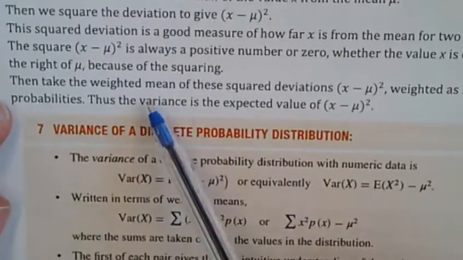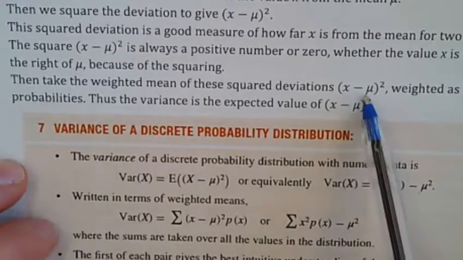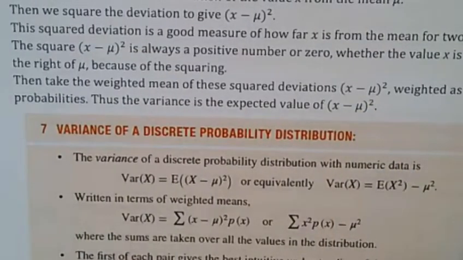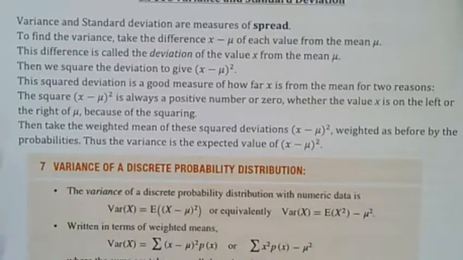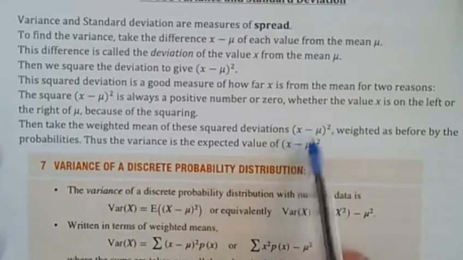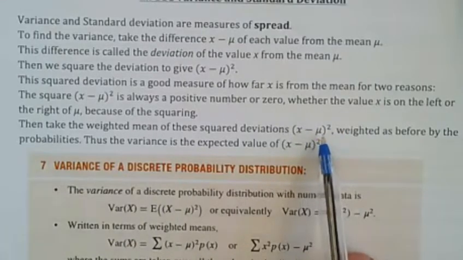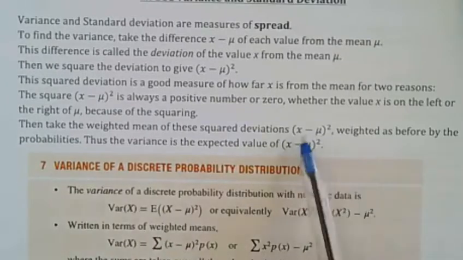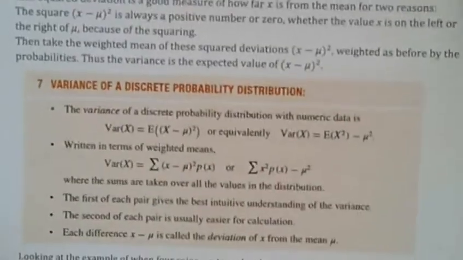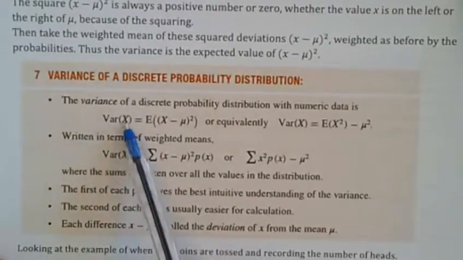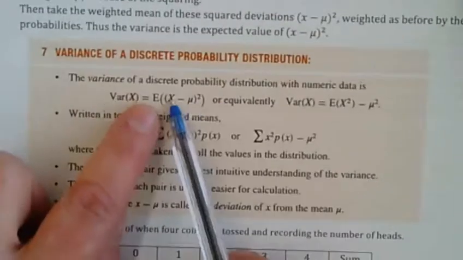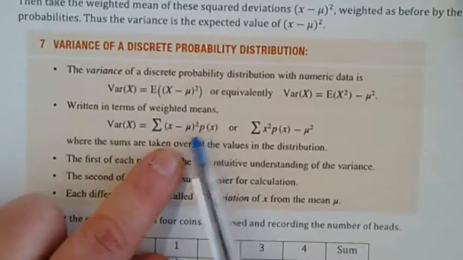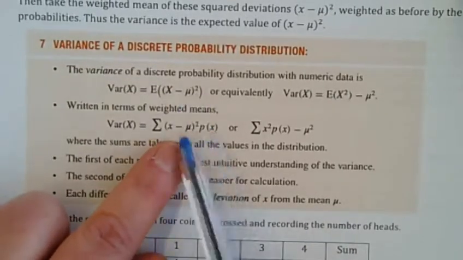And then what we do, we take the weighted mean of these deviations. Now, the way you take a weighted mean of those deviations is that you multiply these (X minus mu) squared by the probability, okay? So we'll be multiplying each of those values by P(X), probability of X. So the variance, here is a formula. The variance of X is the expected value of the (X minus mu) squareds. Now, what is expected value? Expected value is when you multiply that (X minus mu) squared with P(X).